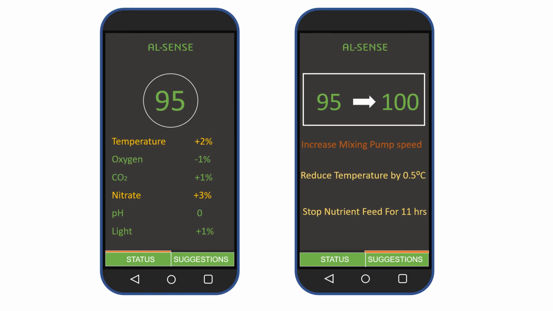The data is presented to the user through an app. A big centrally located number gives the overall quality of the growth media. Below this, each parameter is expressed as its deviation from the optimum value. In the Suggestions tab, the app gives suggestions to the user that can increase the quality of the growth media further. Changes that need to be made urgently are shown in orange.